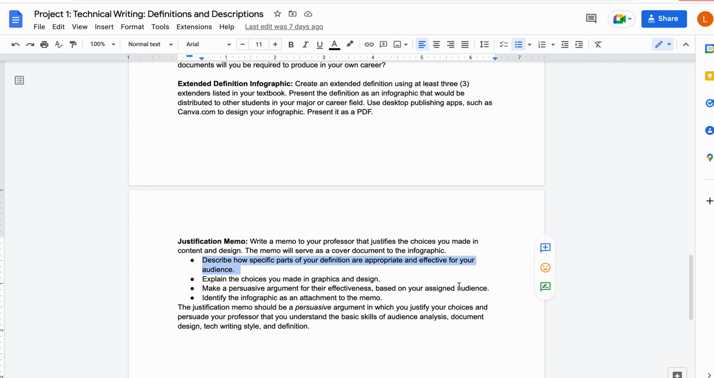You should explain how specific parts of your definition are appropriate and effective. You should explain the choices you made in graphics and design. You should make a persuasive argument for their effectiveness based on your assigned audience. And you should identify the infographic as an attachment to the memo. So this is in memo form. It should use the memo format.